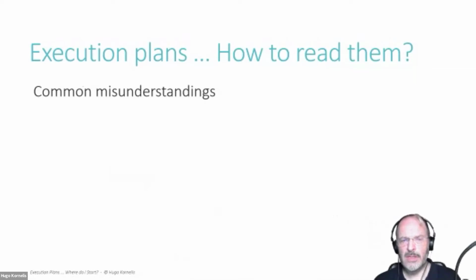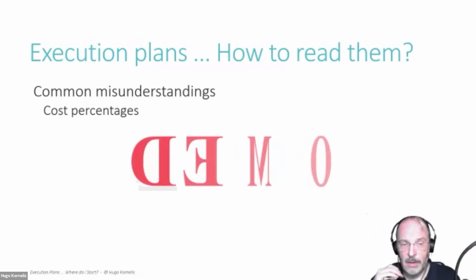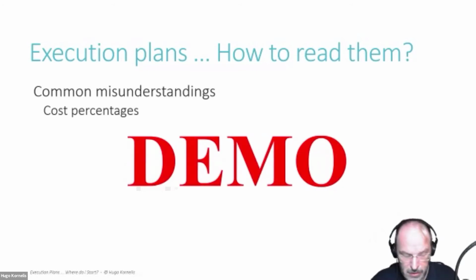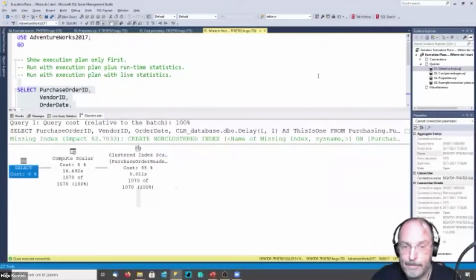There are some things in execution plans that are very frequently misunderstood. And I really want to call them out because they are so common mistakes. I want all of you to know to avoid those. First of all, the cost percentages. I'll just show in a demo what I mean.